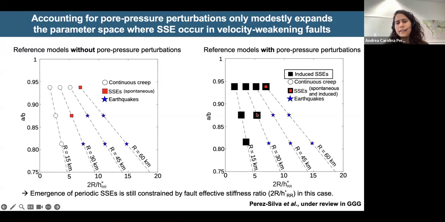In the velocity weakening case, these results are still constrained by this fault effective stiffness ratio, because we need initially very stably sliding faults, or faults that already experience slow slip events, so that they could turn into slow slip event behavior after we impose the perturbations.